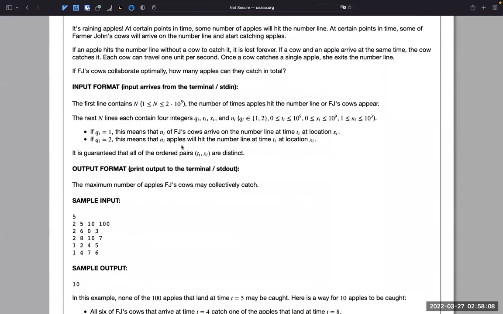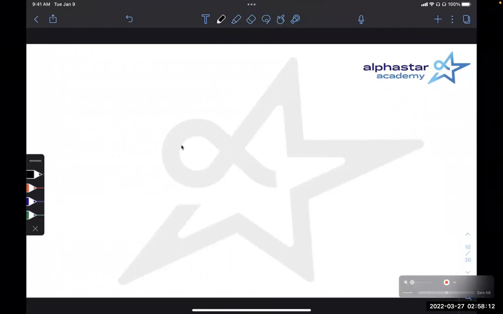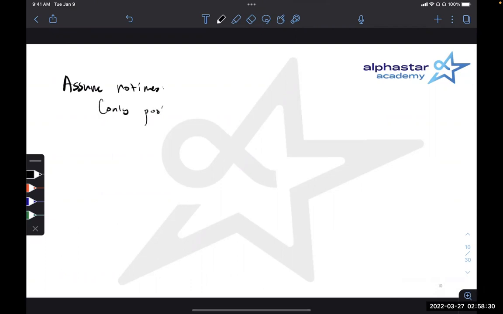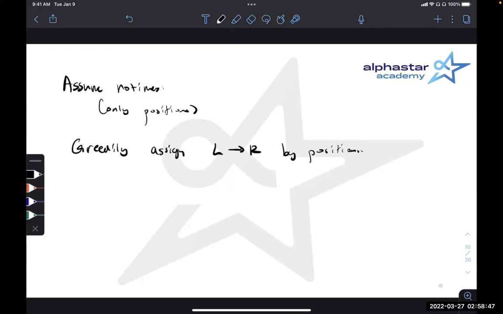Some other things. You could try, if you didn't have the times, if you assume no times and instead you just have positions, then you could greedily assign left to right by positions. The reason this works is because if there's a cow to the left of you and you're the first apple, there's no reason not to use the cows to the left of you, because they can't be better used for something else. But that doesn't really count on the time. So if there's only positions, then it's a meaningless problem.